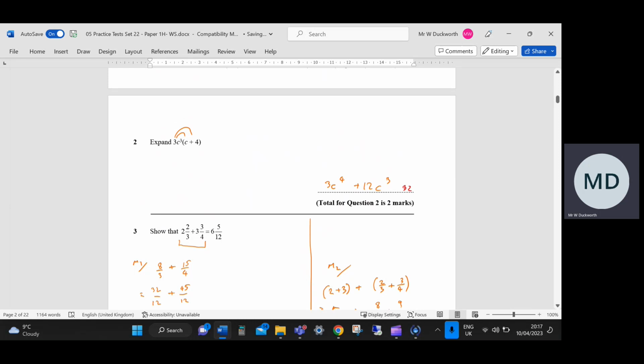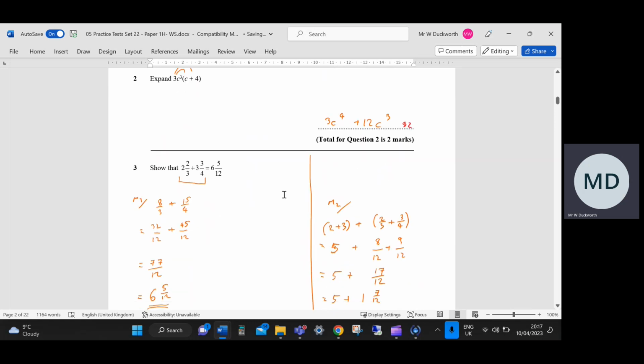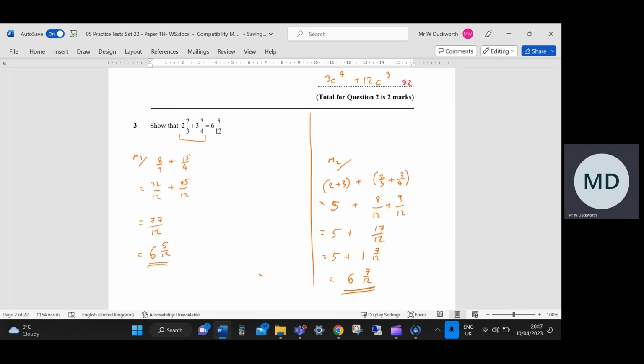But you could have a B1 for either part being correct. So if you've got 3c to the power 4 plus, and then you've made a mistake on the second part, you can pick up 1 mark. Or if you've made a mistake on the first part but got the second term correct, 1 mark. Okay, and then the second question.